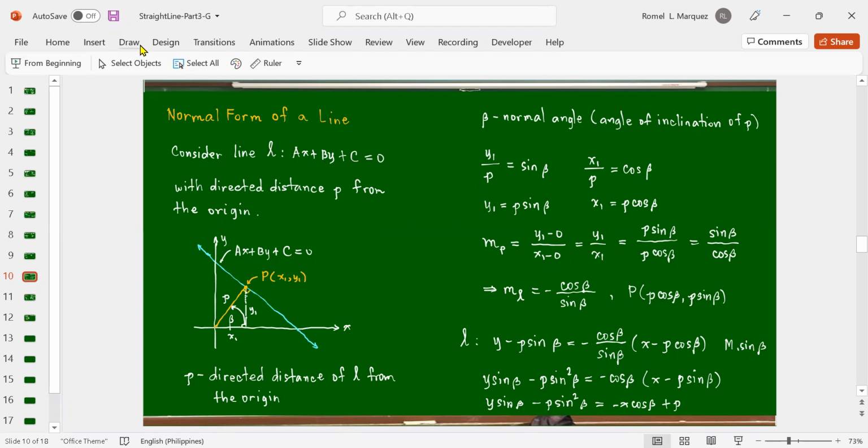Sorry, I made a mistake, I think. This is supposed to be cosine, no? Okay, so this is cosine squared beta.